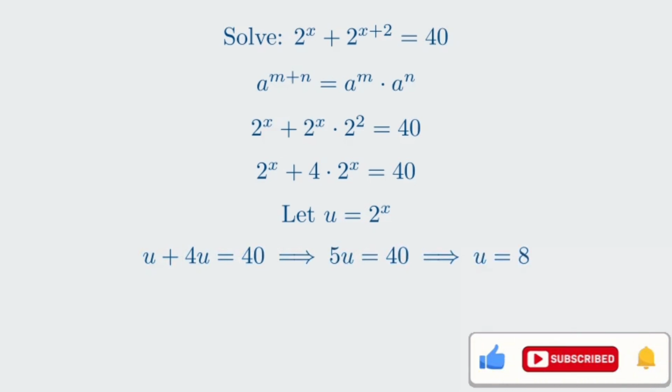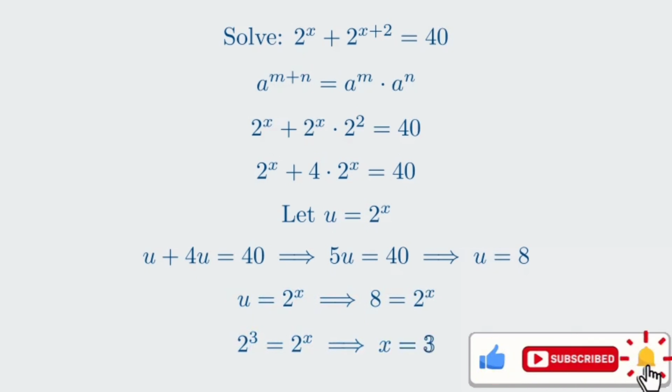We have the value for u. Now for the final step, substitute back to solve for x. Since u equals 2 to the x, we can write 8 equals 2 to the x. Can you see the answer here? We need to express 8 as a power of 2. Since 8 is 2 times 2 times 2, or 2 to the third power, we have 2 to the third equals 2 to the x. When the bases are the same, the exponents must be equal. Therefore, x equals 3. This time, we didn't even need logarithms. The answer was a simple whole number.